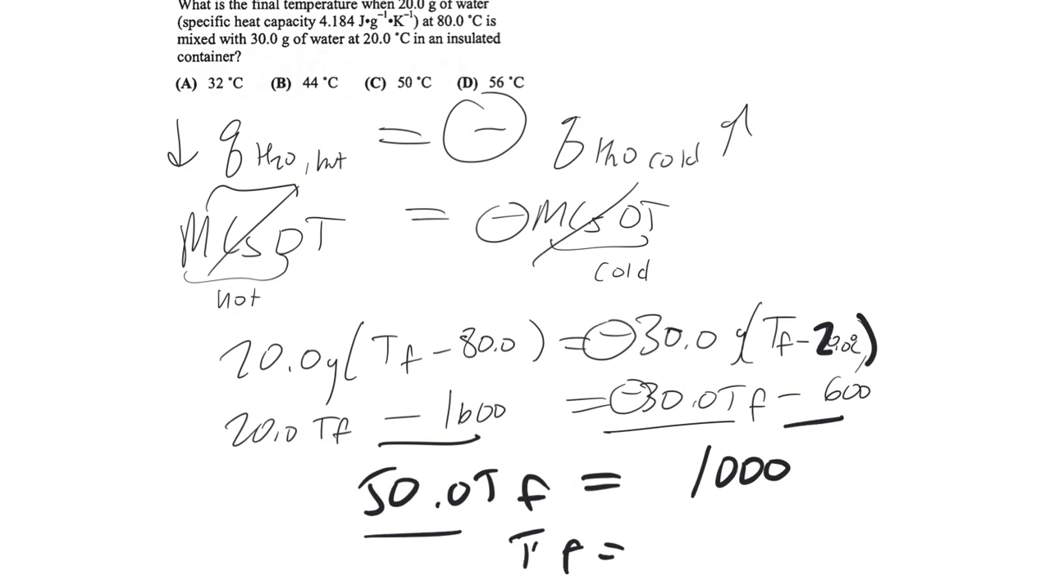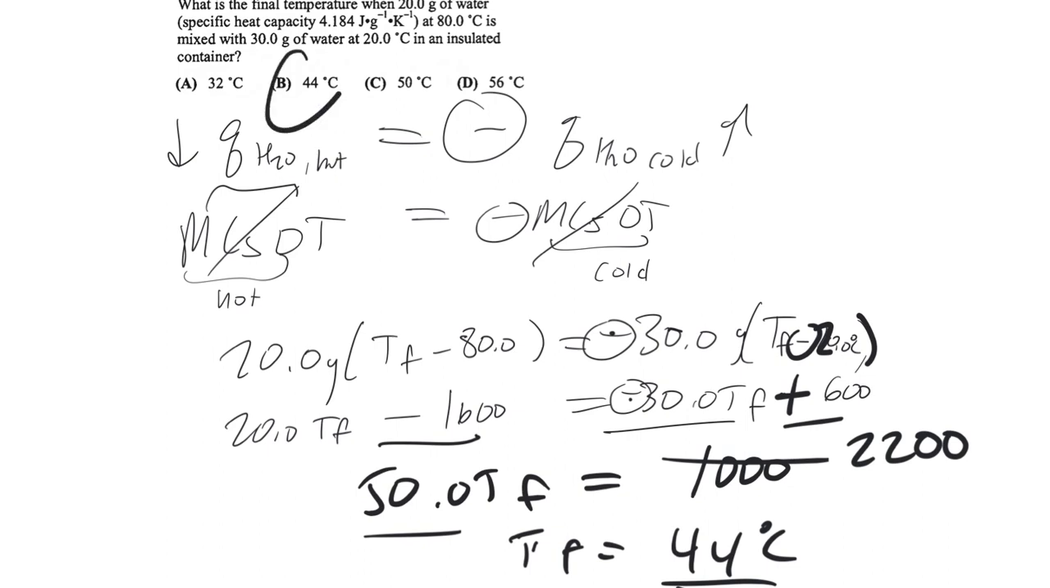Oh, I see the problem. This is plus 1600. Minus goes to plus. So 1600 plus 600 would be 2200. So 2200 divided by 50 is 44 degrees C. So our TF is 44.